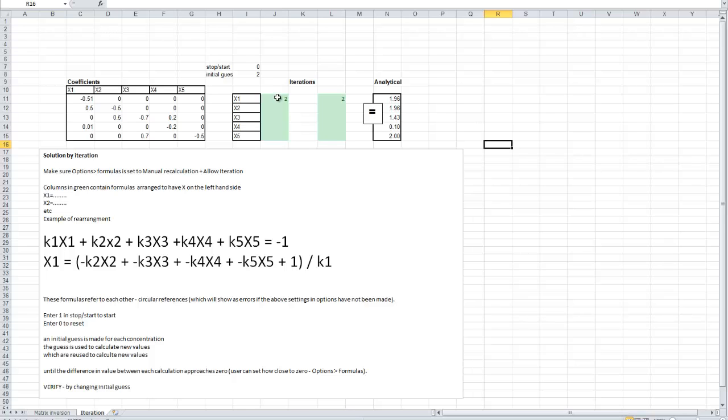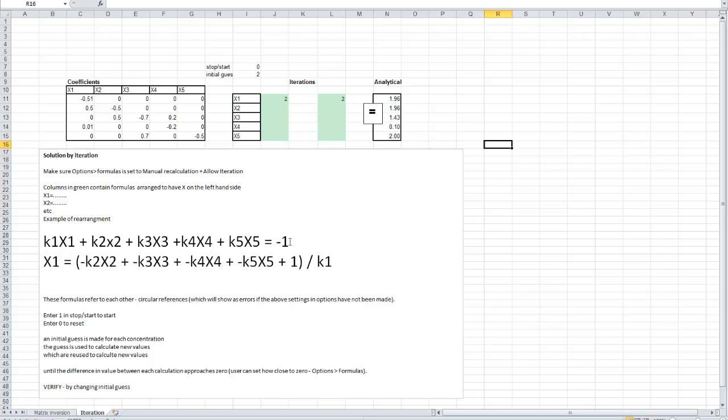So to do that, we need to rewrite the equation. The equation that we have at the moment is the transfer coefficient times the concentration in compartment 1 plus the transfer coefficient times the concentration in compartment 2, transfer coefficient times concentration in compartment 3, transfer coefficient times concentration in compartment 4, plus the transfer coefficient times the concentration in compartment 5 equals -1 in the case of the first equation. The other equations it's equal to 0, but in this case equal to -1.